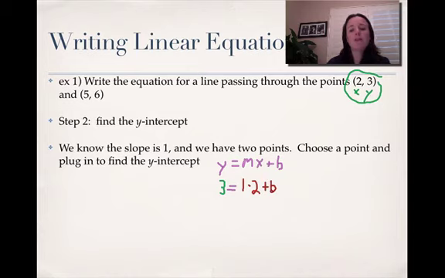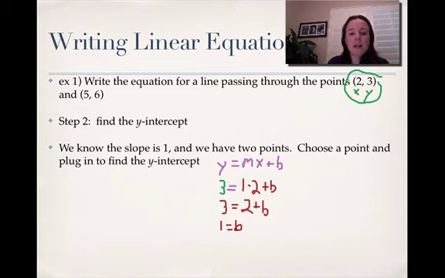All right, I've just got to solve for my b. So it's going to be 1 times 2 is 2. Subtract 2 on both sides. Let's go ahead and write that down. So 3 equals 2 plus b. I want to get b by itself, so I'm going to subtract 2 from both sides. And that's just going to leave me with 1 equals b. So I have my y-intercept.